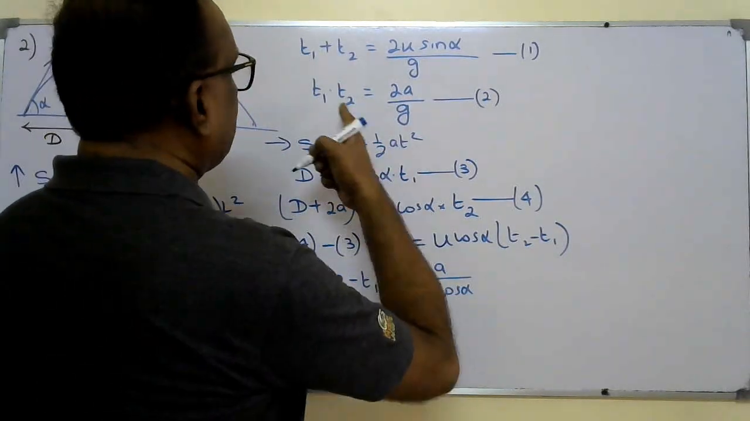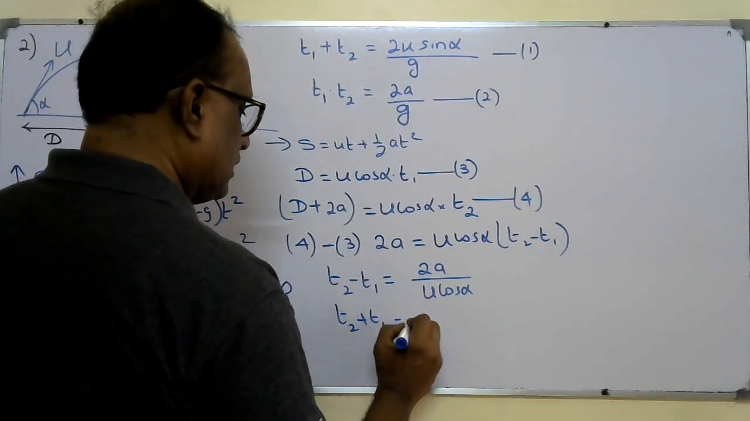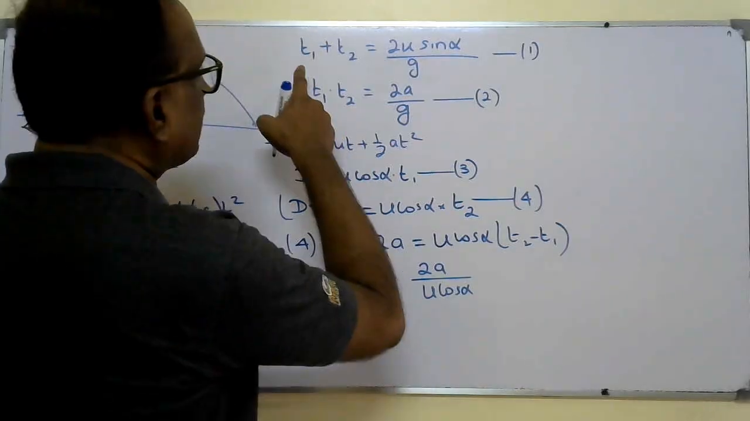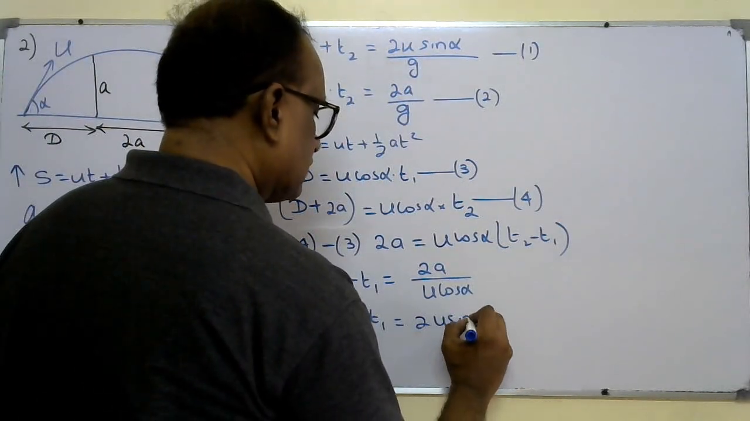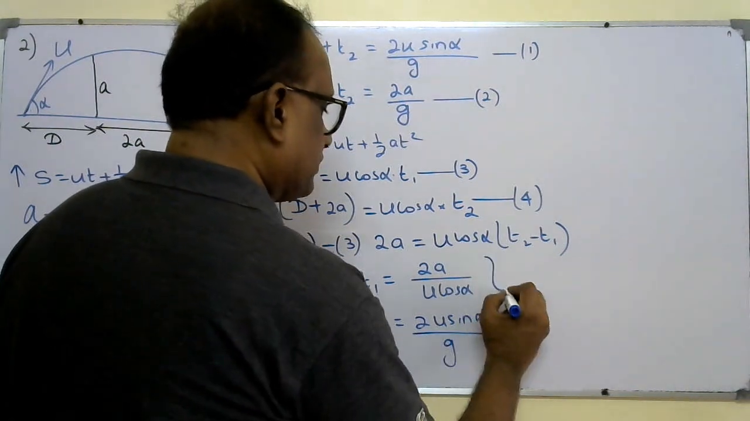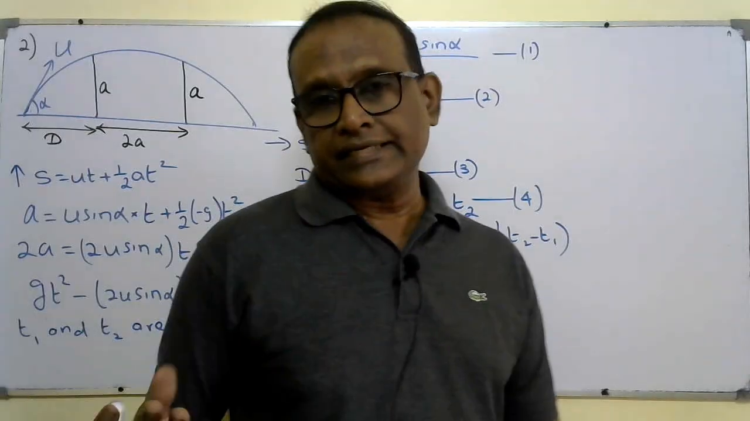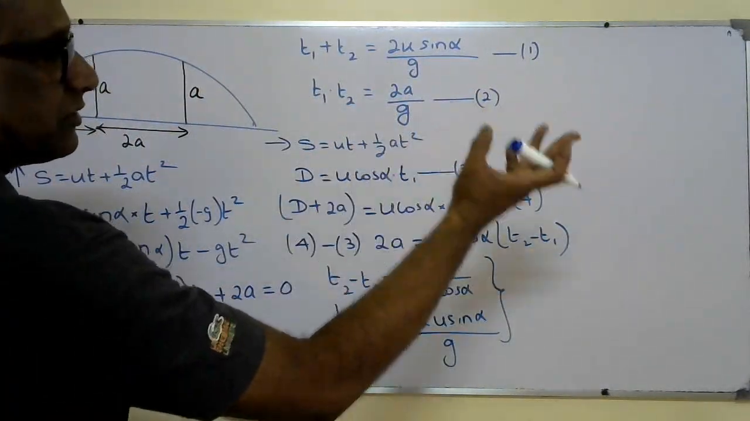Already I know that T1 plus T2 is equal to 2u sine alpha over g. From these two we will find T1 and T2. Then substitute here and you will get the first answer.